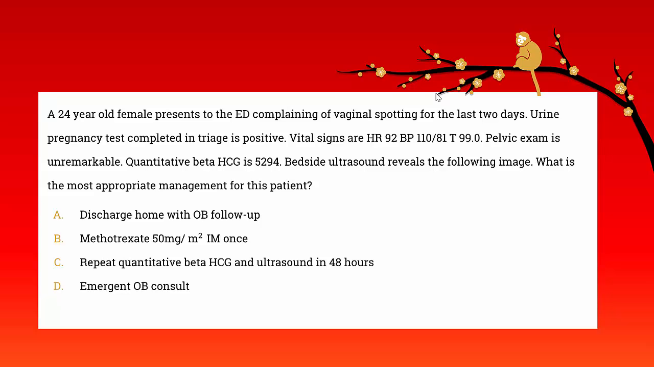So our choice A, discharge home with OB follow-up. This is really inappropriate because we know that we have a patient with a likely ruptured ectopic pregnancy, and those patients shouldn't be going home. Methotrexate is an option for a smaller, unruptured ectopic pregnancy, but you're never going to be doing this by yourself. You're always going to have OB as a consult if you're prescribing a patient methotrexate. Repeat quantitative beta HCG and ultrasound in 48 hours is not appropriate because this patient doesn't have a quantitative beta HCG below the discriminatory zone. And we know that there's free fluid, so this is a ruptured ectopic. Emergent OB consult sounds great. Ruptured ectopic equals emergent OB consult and OR.